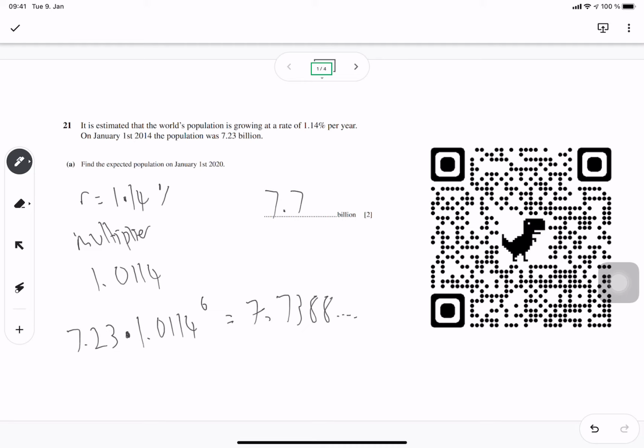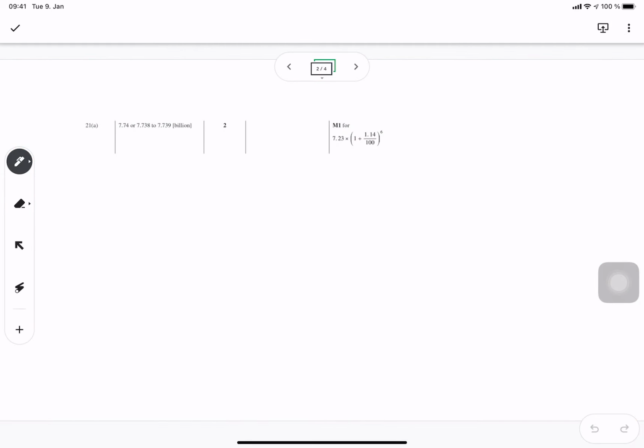So you're not told to round to three significant figures, 7.74. Notice their explanation here, it's just the same, it's a different way of getting the same answer for the multiplier. So that's where we got 1.0114 from. That has the same value. This part here is 1.0114. So whichever way you want to do it, that's the multiplier you need to use.